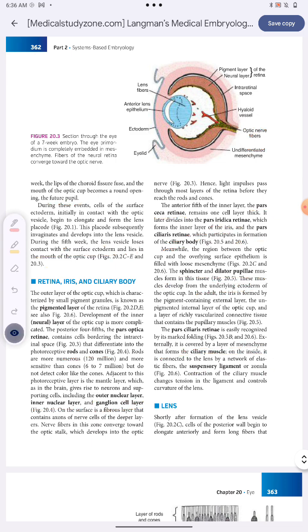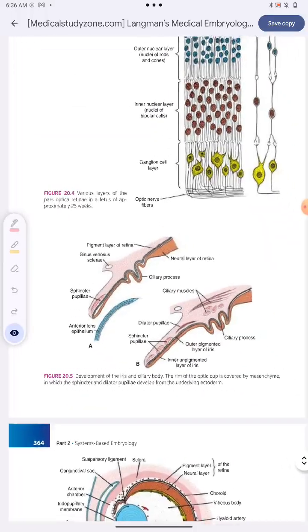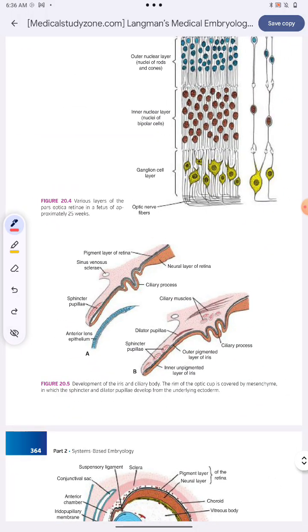So you can see in this picture right here, this is the lens. This is the neural layer of retina. This is the pigment layer, the outer layer. So here is the ciliary process. These are the sphincter pupillae, and this is the more developed ciliary process forming the ciliary muscles, dilator, and sphincter pupillae. These are all formed from the mesenchyme and the ectoderm.